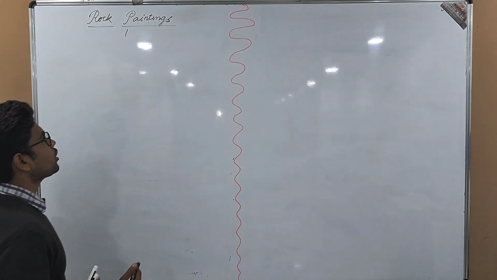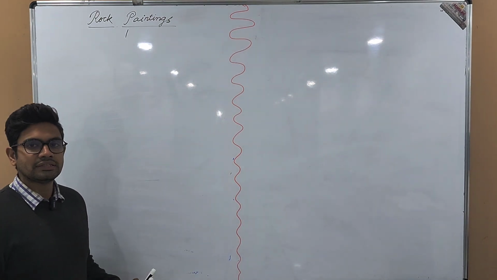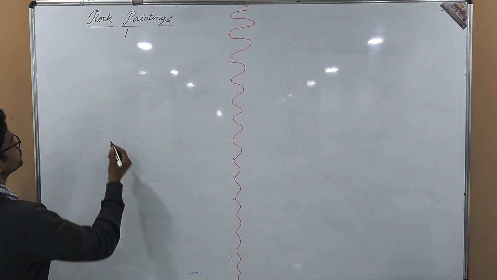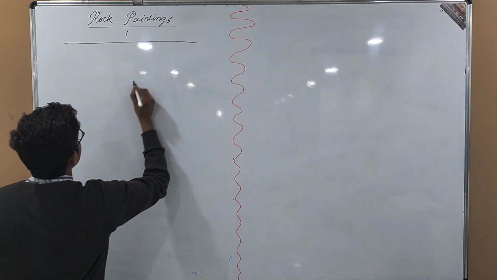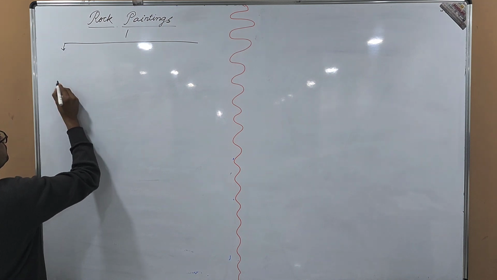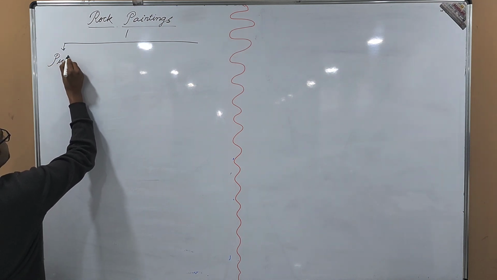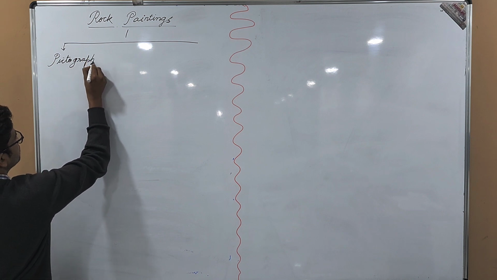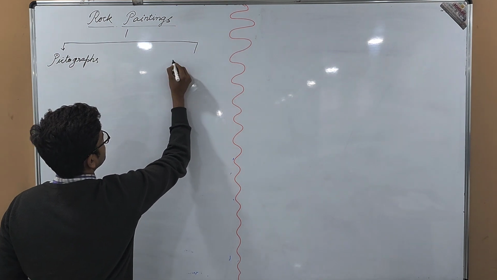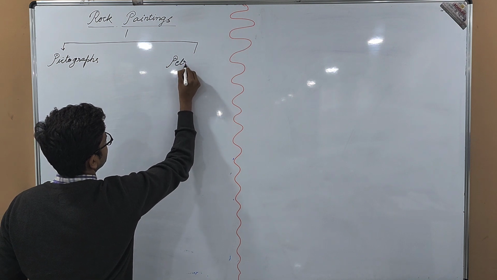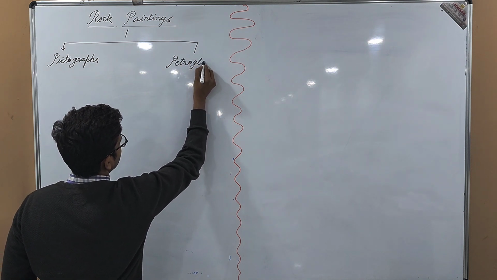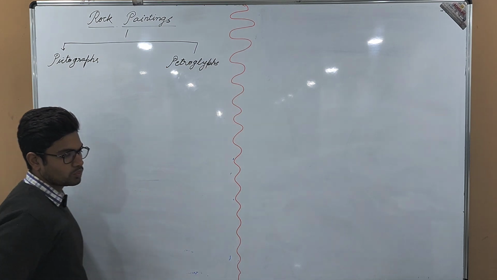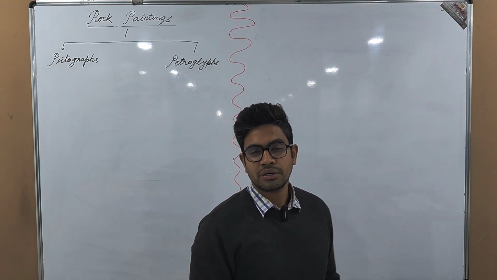As far as rock paintings are concerned, they have been categorized in two prominent categories. What are those? The first one is called pictographs. The second one is called petroglyphs.